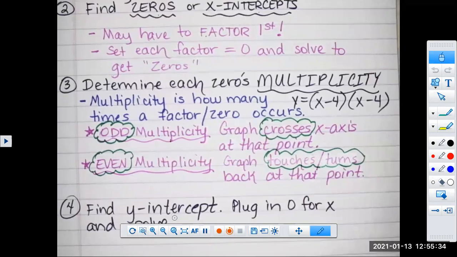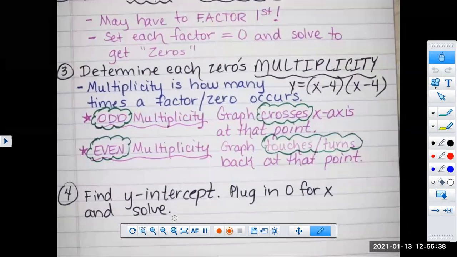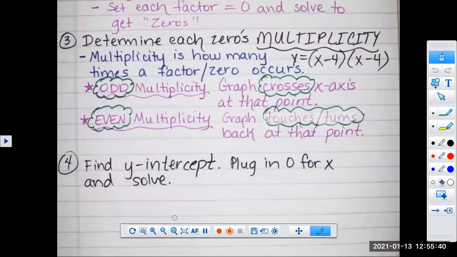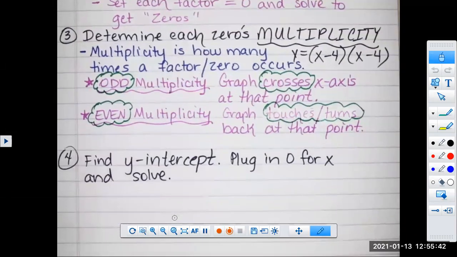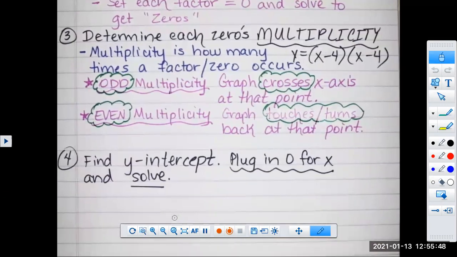Okay, the fourth thing we're going to use to help us graph is the y-intercept. To find the y-intercept, you simply plug in 0 for x and solve. And you're going to plot that point on the y-axis.